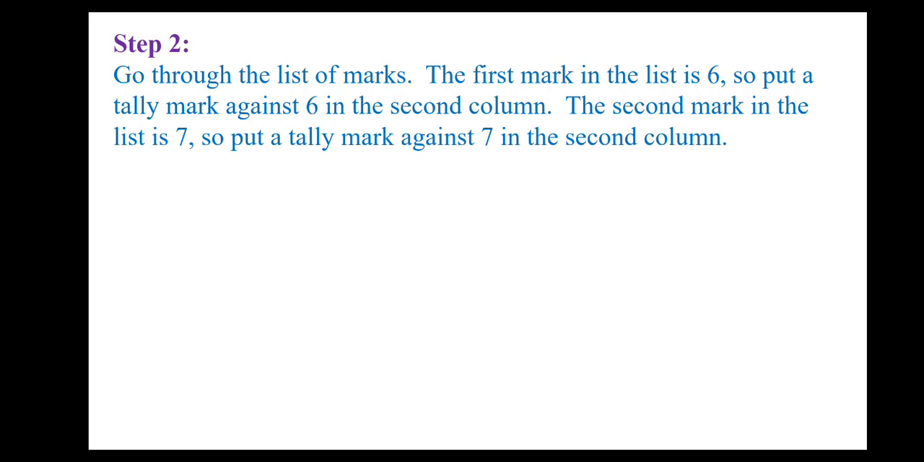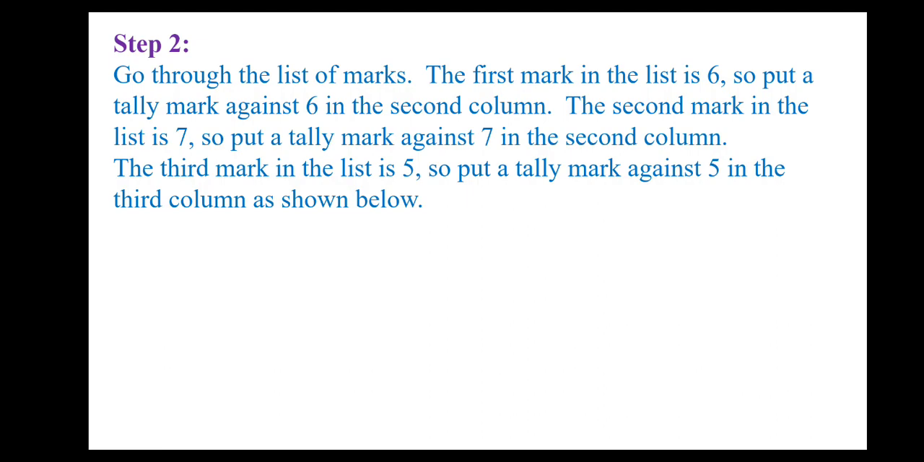First mark in the list is 6. So against 6, you put one vertical line. That is called a tally mark, in the second column. The second mark in the list is 7. So put a tally mark, that means a vertical line, against 7 in the second column. The third mark in the list is 5. So put a tally mark against 5 as shown below.